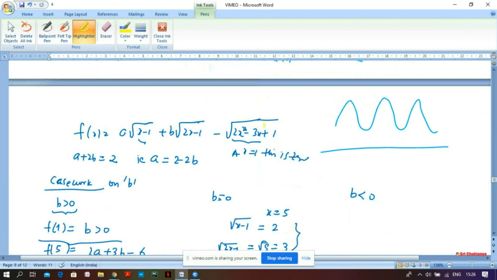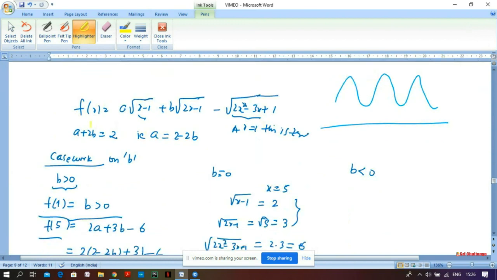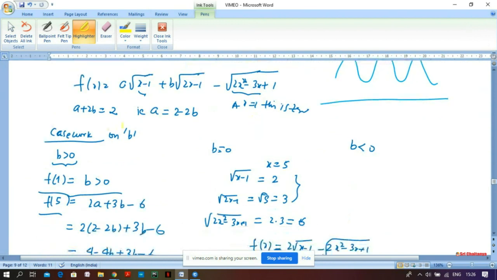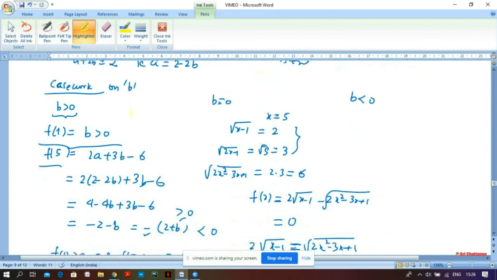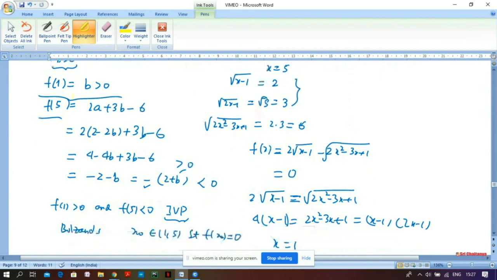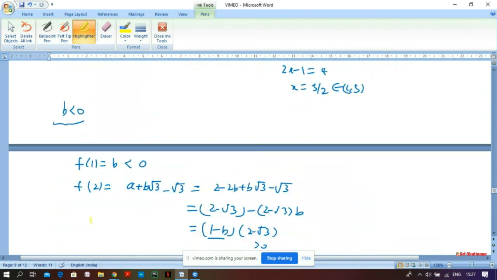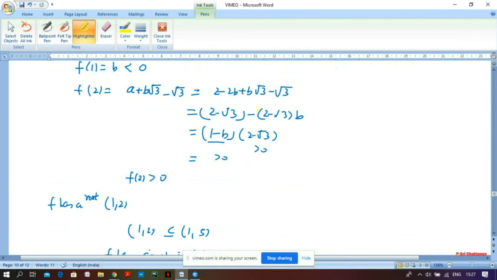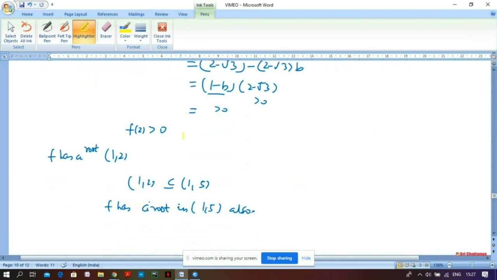So let me review. This was the problem: f of x is this much and a plus 2b equals 2. I did casework on b and I found that f of 1 and f of 5 were both considered. I wrote b positive, then b negative, and then b equal to 0 was in the middle, and that was the easy one, which gets determined. So we found in each case that f of 1 times some other number is at most 0, and so we know that this always has a root in 1 comma 5.